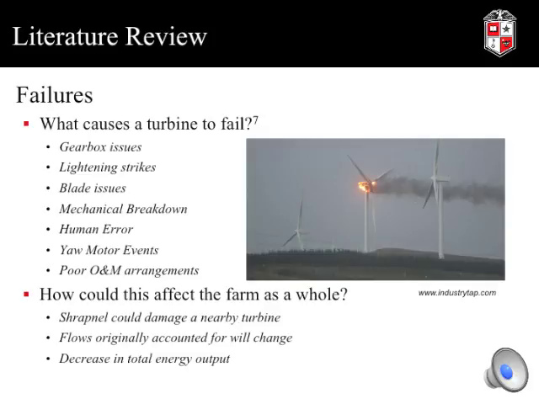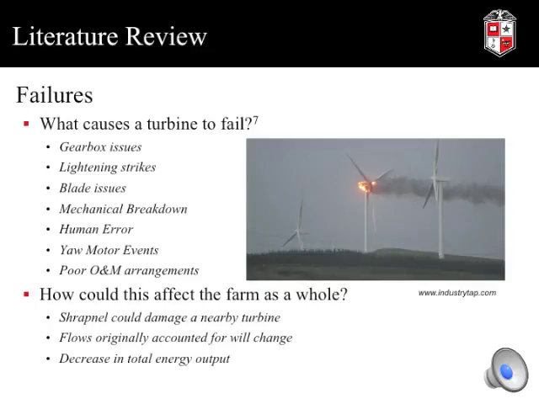Now I will discuss the issues associated with turbine failures and how they affect the farm as a whole. So what could cause a turbine to fail? There are many reasons. An insurance company named G-Cube analyzed the top 10 causes for turbine failure on their website, which include gearbox issues, fire, lightning strikes affecting the electrical systems, blade issues, mechanical breakdown, human error, which is often the case, yaw motor events, and poor operating and maintenance arrangements.